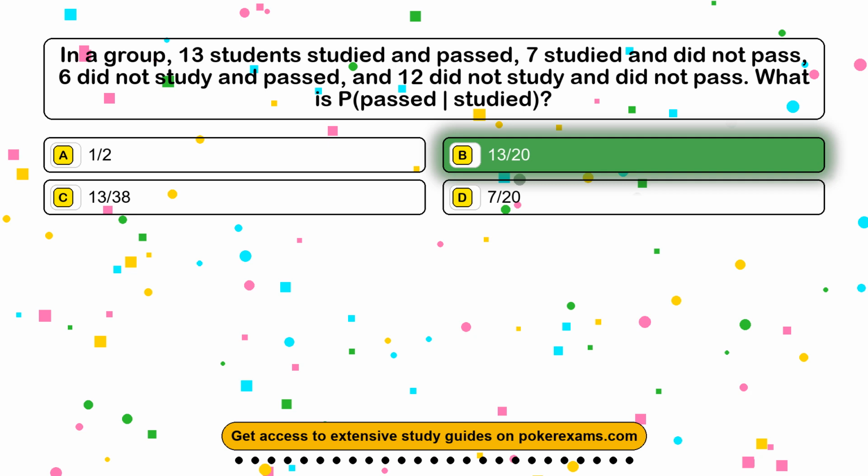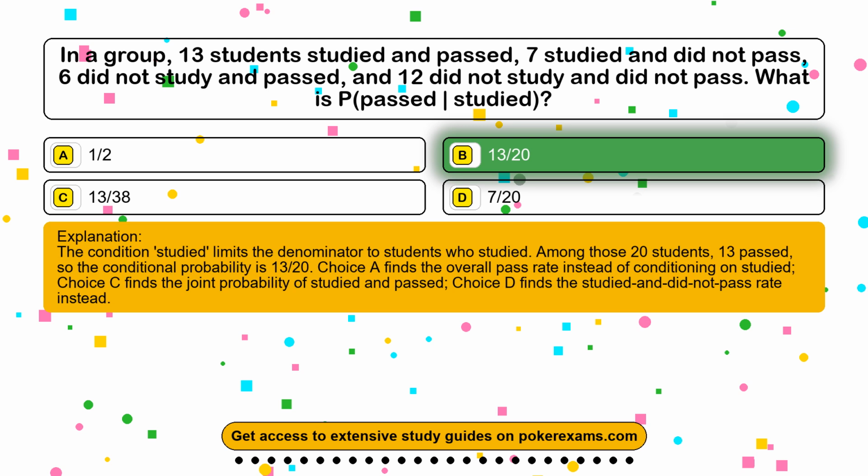The correct answer is option B, 13/20. The condition studied limits the denominator to students who studied. Among those 20 students, 13 passed, so the conditional probability is 13/20. Choice A finds the overall pass rate instead of conditioning on studied, choice C finds the joint probability of studied and passed, choice D finds the studied-and-did-not-pass rate instead.